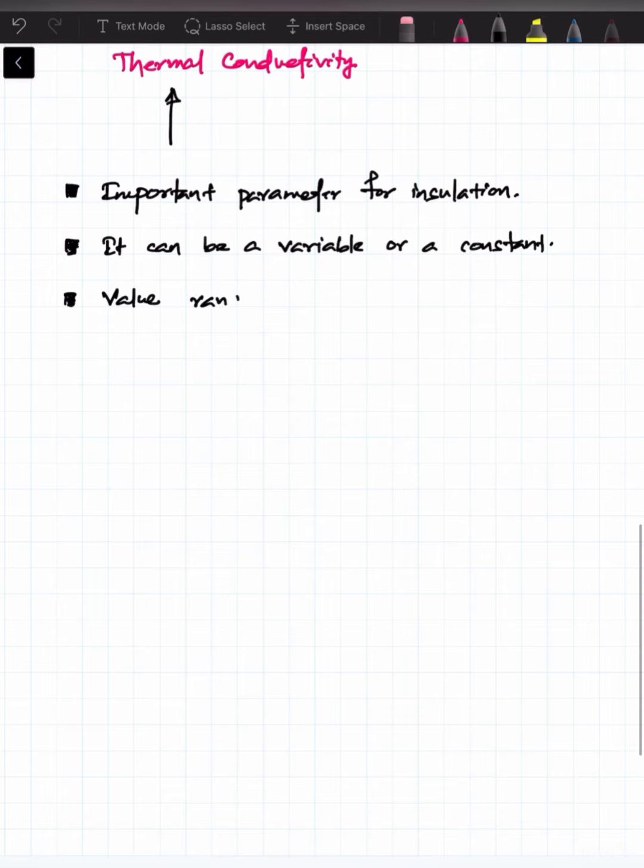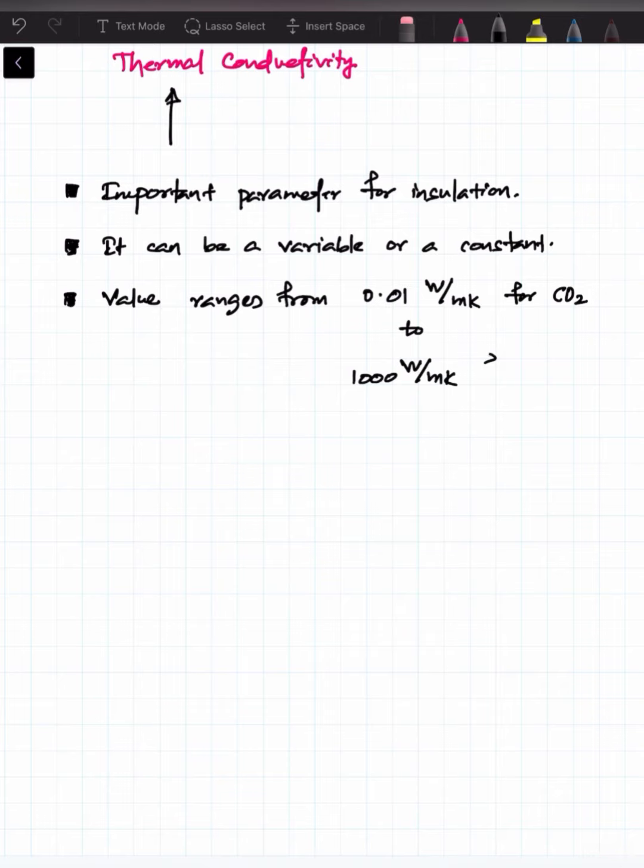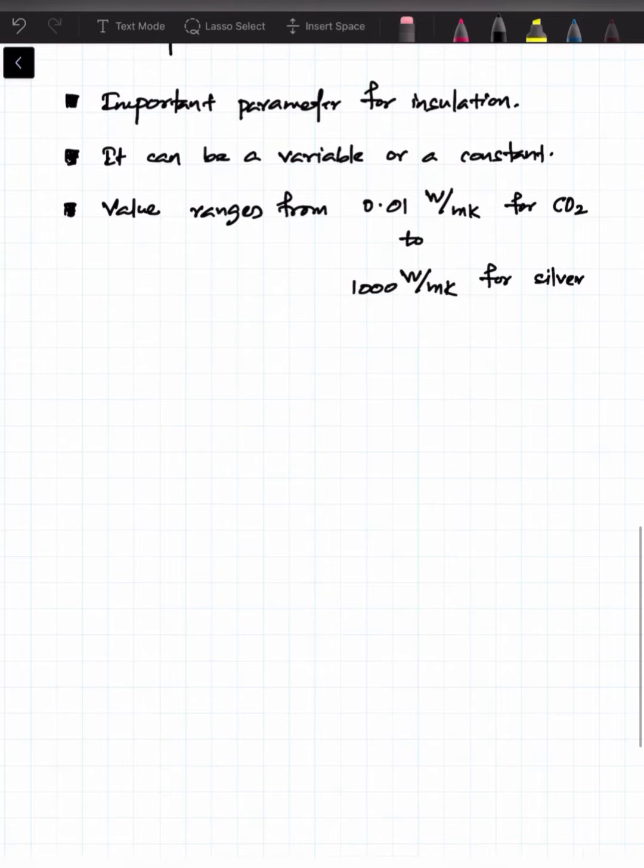The values of thermal conductivity are very diverse. They can range from 0.01 watts per meter Kelvin, that's the unit of thermal conductivity, for carbon dioxide gas, to a value as high as 1000 watts per meter Kelvin for a very conductive material such as silver.